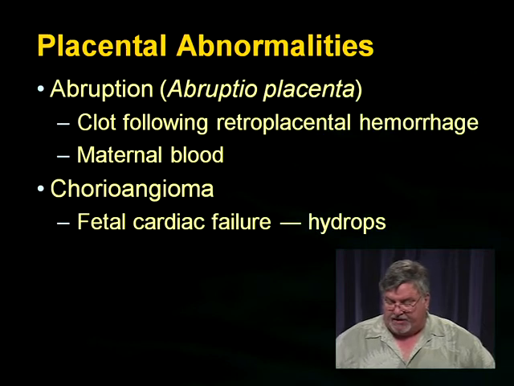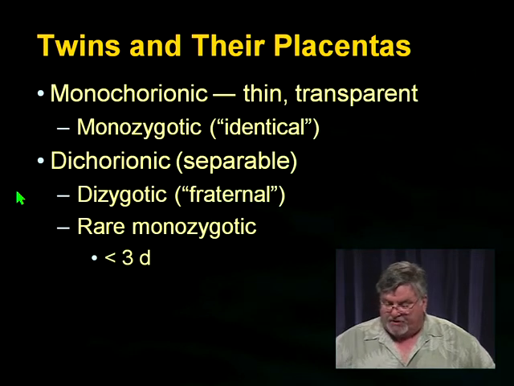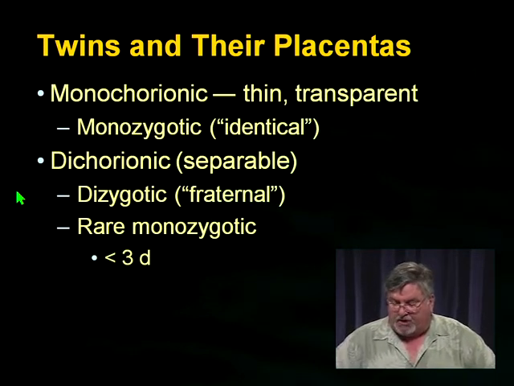Chorioangioma is a cause of fetal cardiac failure and another cause of fetal hydrops, of which there are about 150 causes. But the placental cause of fetal hydrops is a chorioangioma. Twins. Monochorionic, so-called monozygotic identical twins.